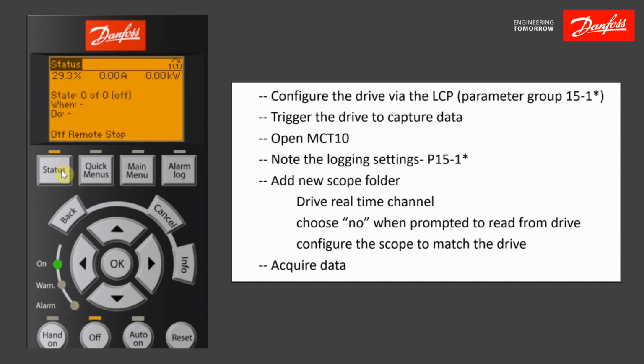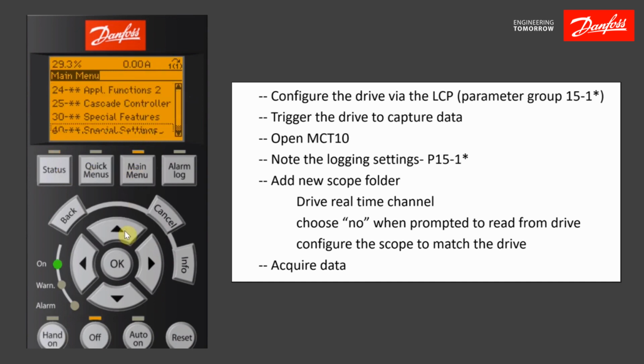We'll go into the main menu and get to that parameter group 15-1. 15-1, hit OK. Logging source. We'll start with a very simple example. This is an array parameter. There are 4 channels. The first channel is index 0. If you want to get to the other channels, you change that to a 1. Third channel would be 2. Fourth channel would be 3.